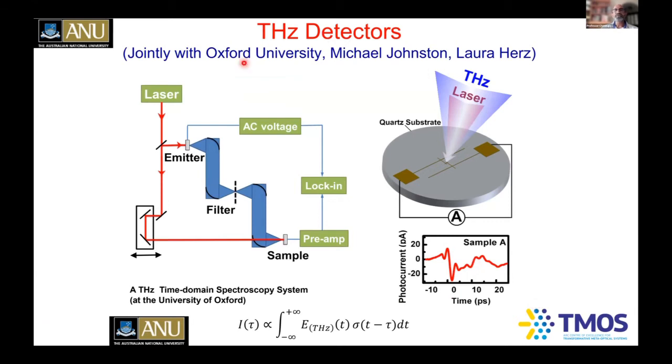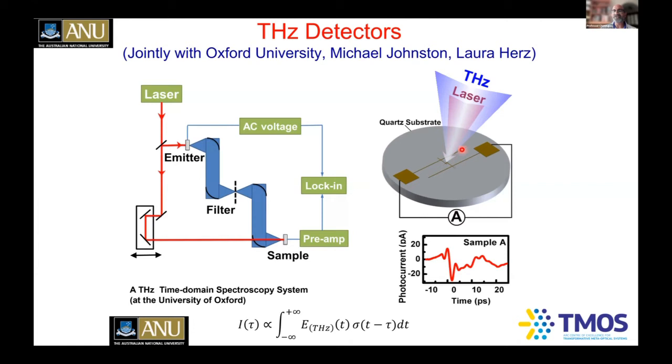This is work jointly with my colleagues at Oxford University, and we are developing terahertz detectors. This is work of my former student, Dr. Kun Pang, during her PhD at ANU. She transferred these nanowires onto a quartz substrate and made contacts using electron beam lithography and connected to an ammeter, for example. Then we took these nanowire detectors to Oxford University.